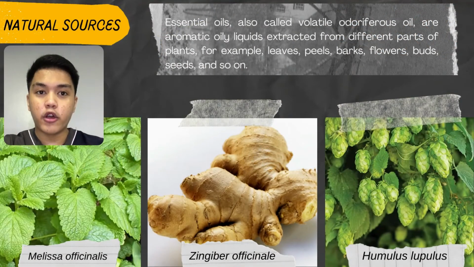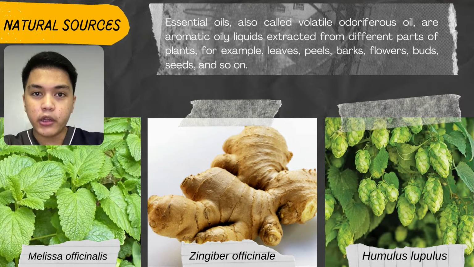Sources of volatile oil. They are derived from plant tissues, thus may be produced naturally by extraction, particularly by distillation, often using steam. They may also be made synthetically. Essential oils are also called volatile odoriferous oils, which are aromatically oily liquids extracted from different parts of plants, for example, leaves, peels, barks, flowers, buds, seeds, and so on.